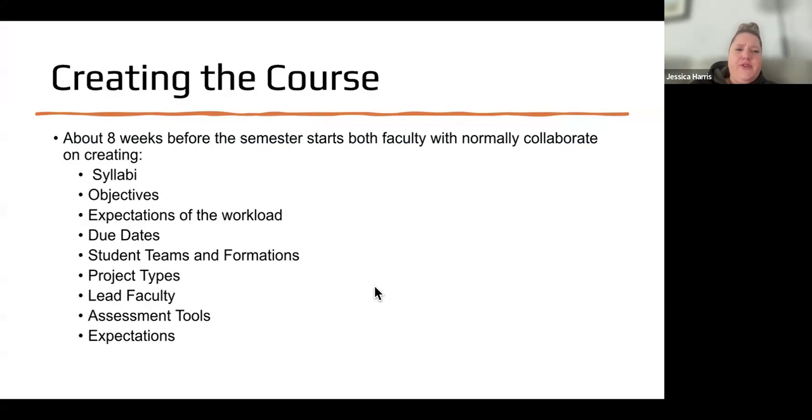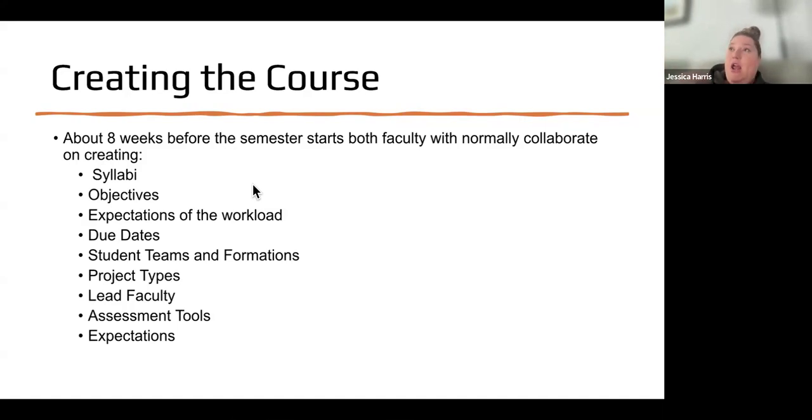So, creating the course. About 8 weeks before the semester starts, you really want to start your planning. It may not be 8 weeks, it could be a little bit sooner, whatever's working for you and your international partners. But you want to start collaborating with the faculty member of the institution you're working with, creating a syllabus, right? What are your objectives? What are the expectations of the workload? The due dates for assignments? Are there points assigned for both institutions? Who's grading the work? What is the grading going to look like?